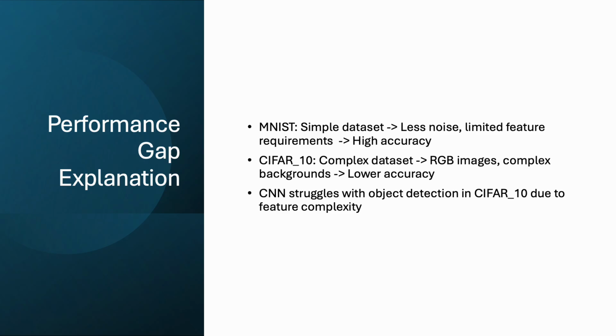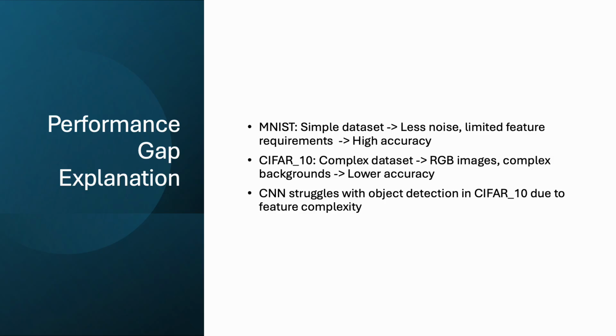The performance gap explanation. The CNN trained on MNIST achieves a near perfect accuracy because of how simple the dataset is. There's less background noise and limited feature requirements, which help the CNN perform well. While CIFAR10 struggled because of the complexity of the image features, it was not able to even exceed 70% accuracy. The RGB images call for deeper learning, and complex backgrounds make it harder for object detection.